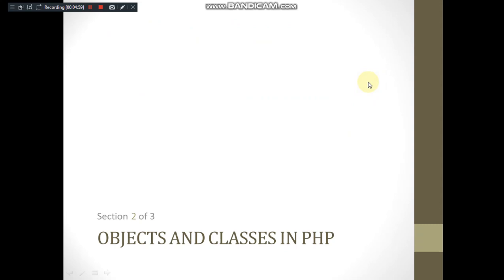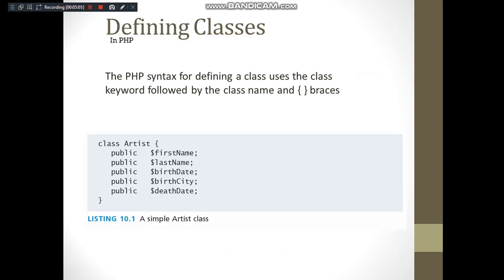So let us go for the important part, the syntactical part of objects and classes in PHP. How to define classes? It is the same as what we do with classes in C++ or Java, but one thing you remember: every variable is preceded with the dollar symbol in PHP, hence the properties also are preceded with the dollar symbol.